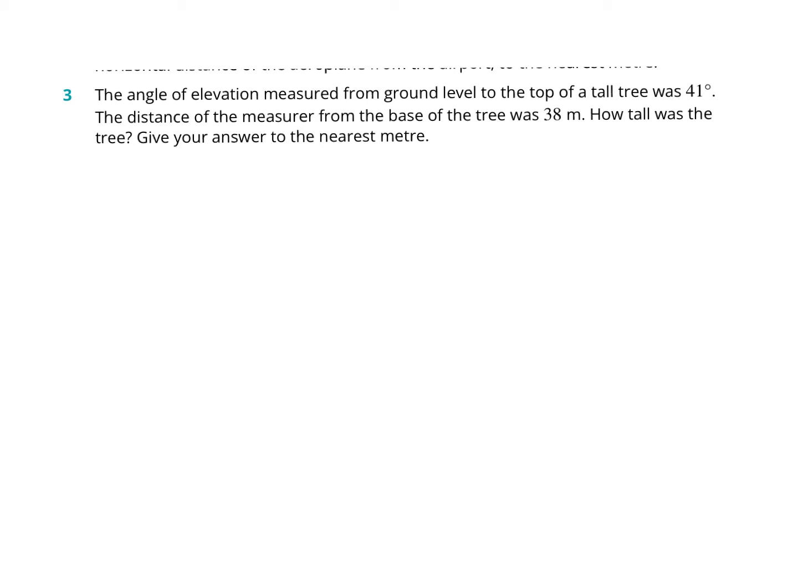Okay, with this one, the angle of elevation measured from the ground to the top of a tree. So we see we start to get very similar. So from the ground, so we're on the ground to the top of a tree. Here you go, here's your tree. So ground to the top of the tree, the angle of elevation is 41. So remember that elevation from the horizontal line. The distance of measure from the base of the tree was 38. So they're telling us this is 38 meters. How tall is the tree?